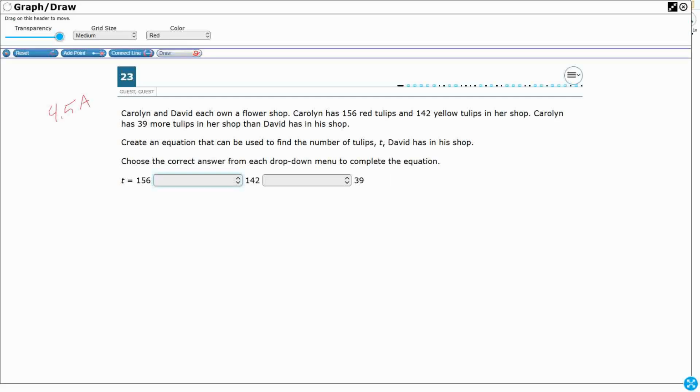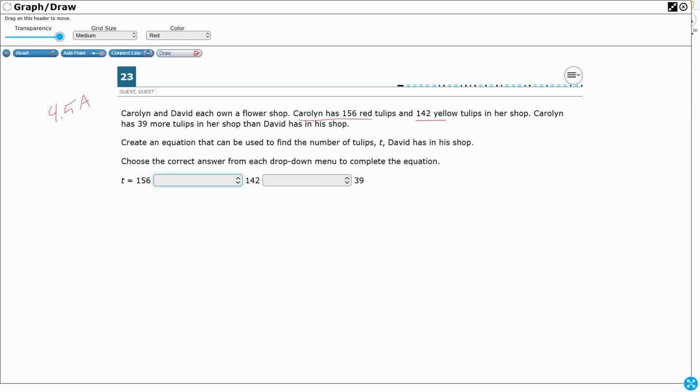So let's see what our problem is. Caroline and David each own a flower shop. Caroline has 156 red, 142 yellow in her shop. So I'm going to write Caroline. I'm just going to draw this bar right here to represent what I have. I know I've got 156 red, 142 yellow. Okay, so she has 39 more tulips in her shop than David has in his shop.